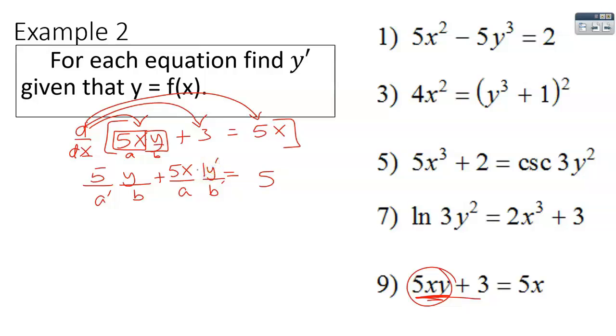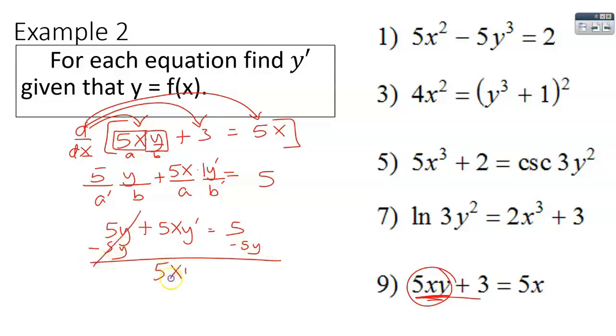Okay? So there's that. So let's simplify that a little bit. 5y plus 5x y prime equals 5. A lot of 5s there. That's interesting. Okay, so we want to get the y prime by itself. I think the easiest way to do that is to subtract the 5y on both sides. So now I've got 5x y prime is equal to 5 minus 5y. And then next what I would do to get the y prime by itself is I would divide both sides by 5x.